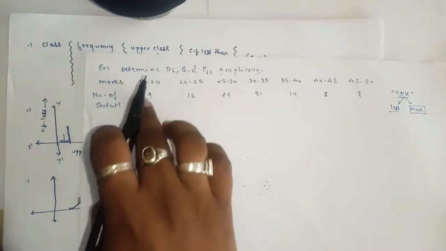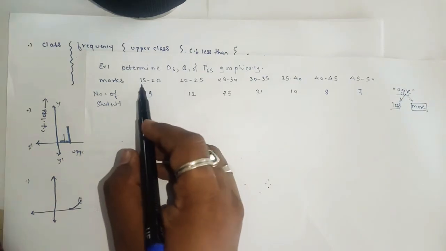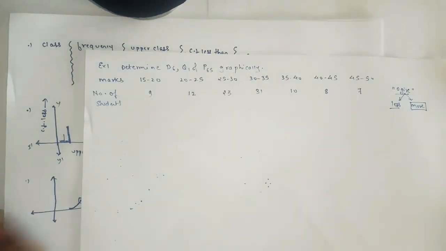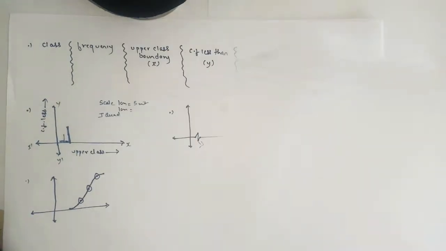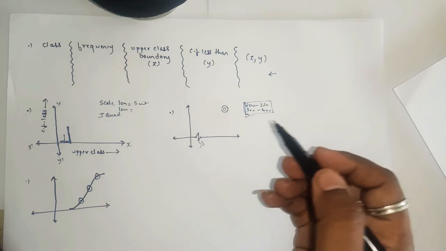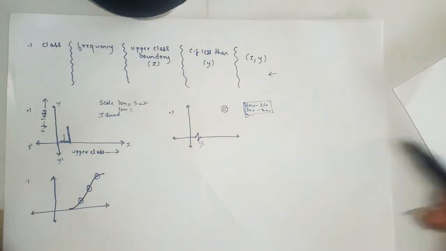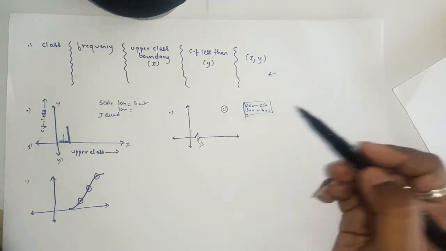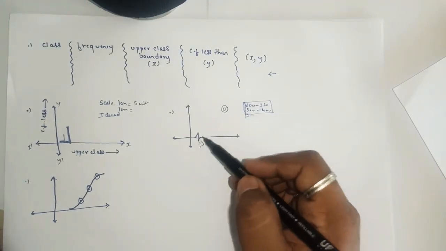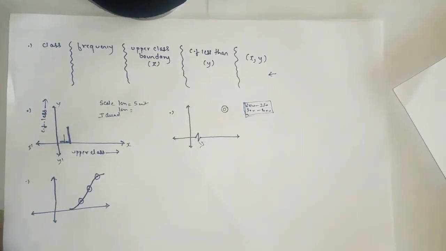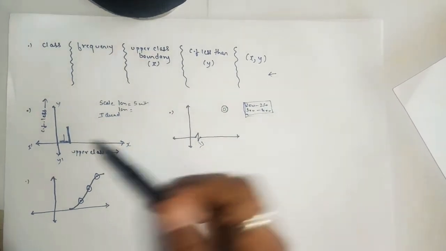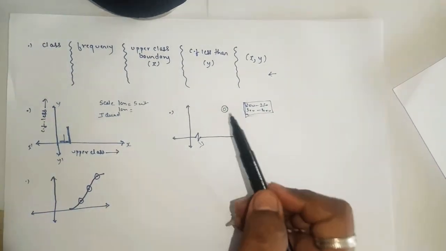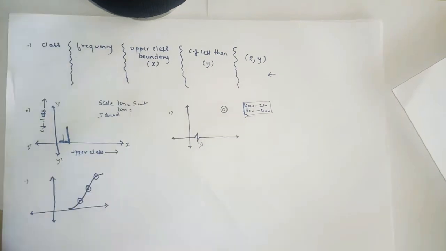Like here, for this first example, the question starts from 15. So 15 is closer to 0, yes or no? 15 is closer to 0, so there is no need to draw this kink symbol. But there are many sums in the exercise where you will see it starting from 200, 300, 400. At that time you just have to show the kink symbol. Remember these two points: when to draw the kink symbol and when not to. When it is closer to 0, no need to show it.